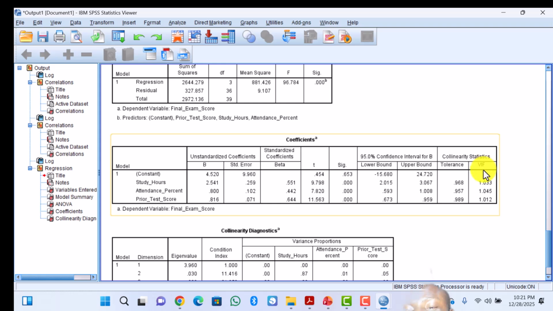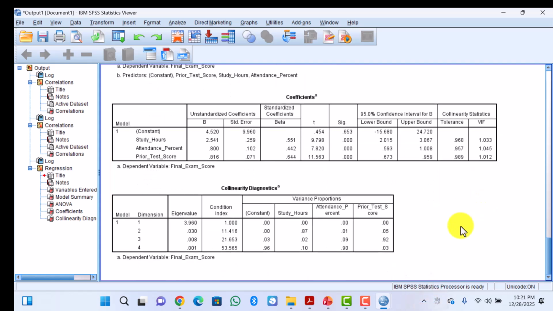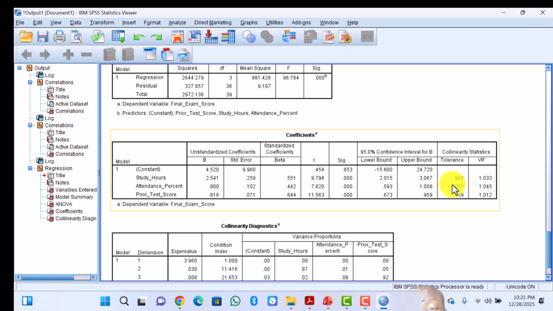This VIF is the collinearity value for each of the independent measures. And you can see that the VIF values are 1.03, 1.04, and so on, all less than 10. All the VIF values that we have are less than 10. So because they are less than 10, they are all good for us to go ahead with. Now I will do another video to explain this result properly.